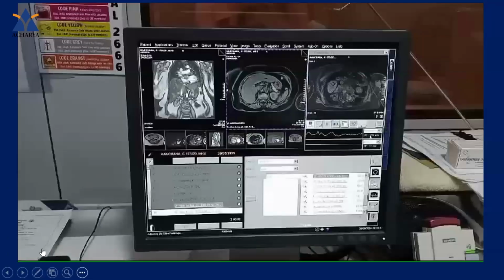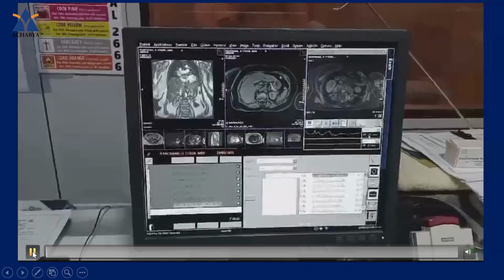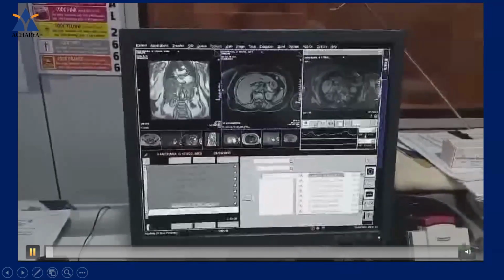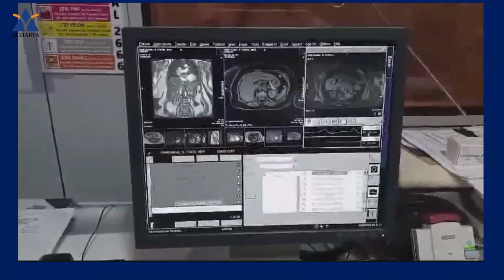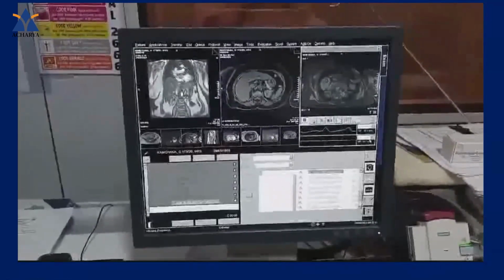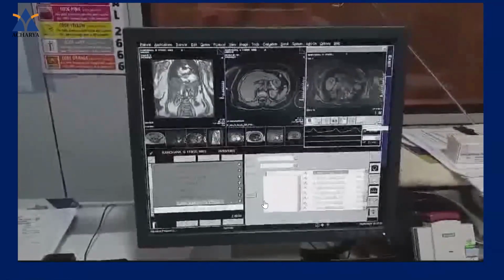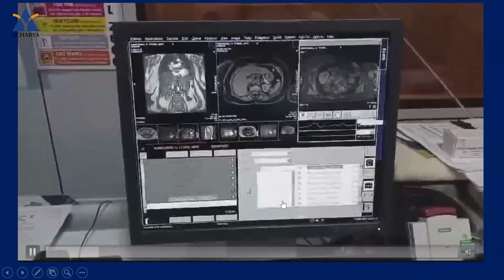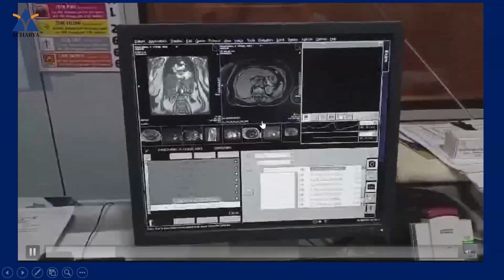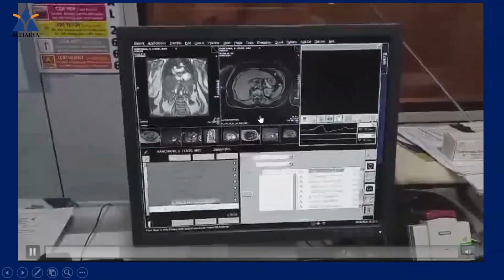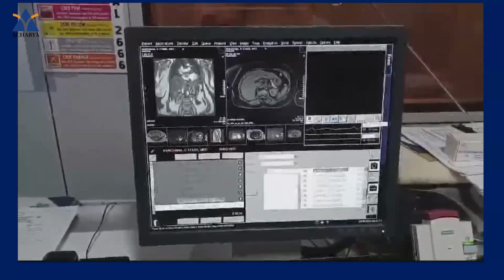So this is the 3D dynamic study, how to do the dynamic study in the department. This is totally a breath hold sequence. Breath hold is very, very important. We need cooperation from the patients, and only then will we get good images. This is most important for the radiologist. These images are very, very important for the radiologist for reporting.